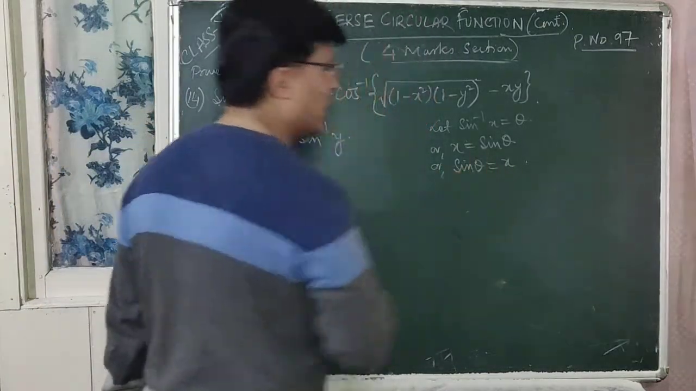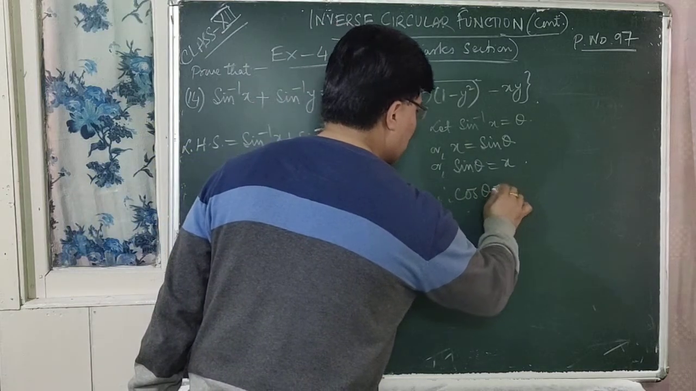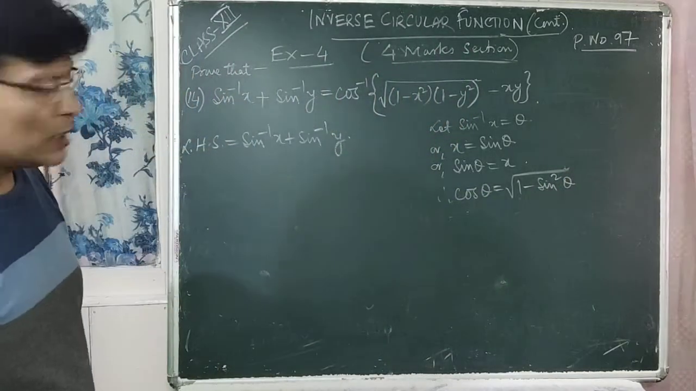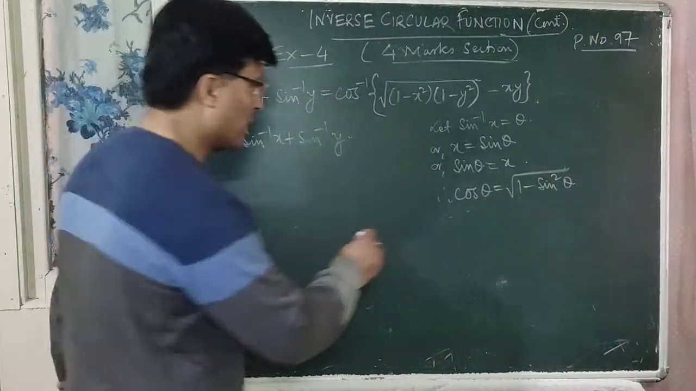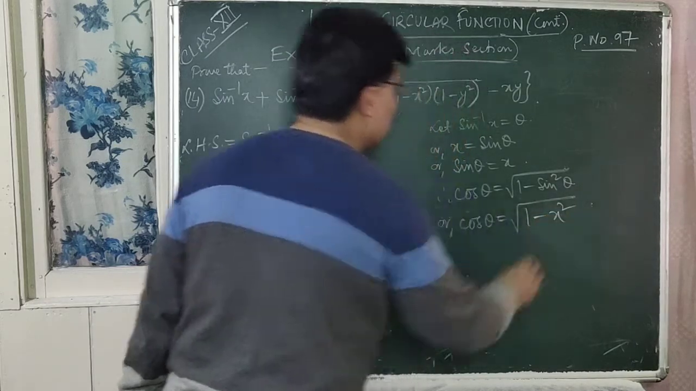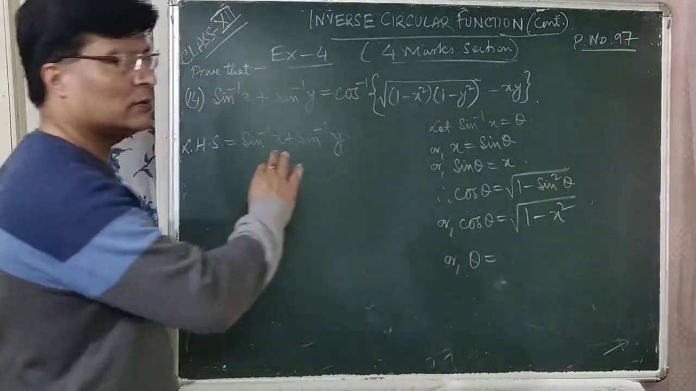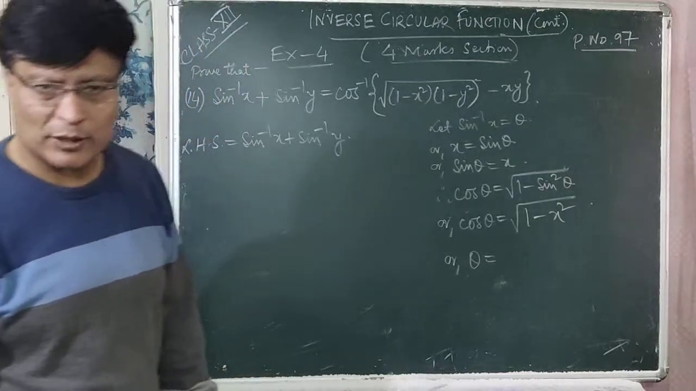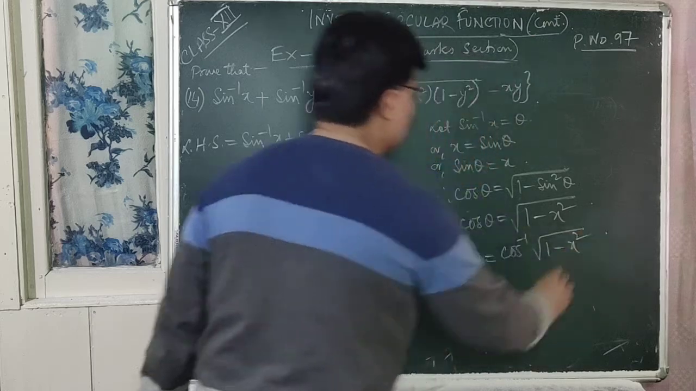Now from sin theta is equal to x, you can get the value for cos theta in terms of x, isn't it? So you know this formula, that is cos theta is equal to root under 1 minus sin square theta, isn't it? So cos theta is equal to root over 1 minus, what is sin square theta? It is x square, right? So what is the value of theta now? That is theta is equal to, now if cos changes its sides, when it goes to the right hand side, it becomes cos inverse. So theta is equal to cos inverse root over 1 minus x square, right?